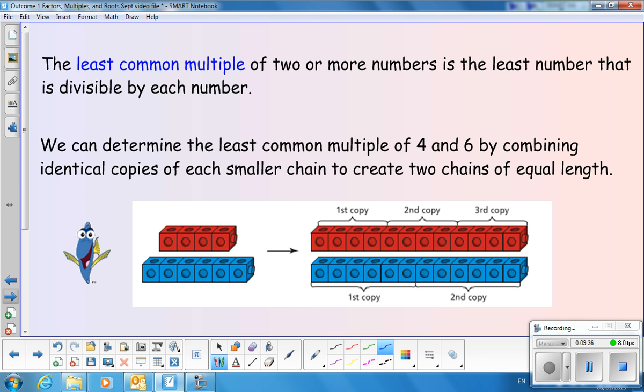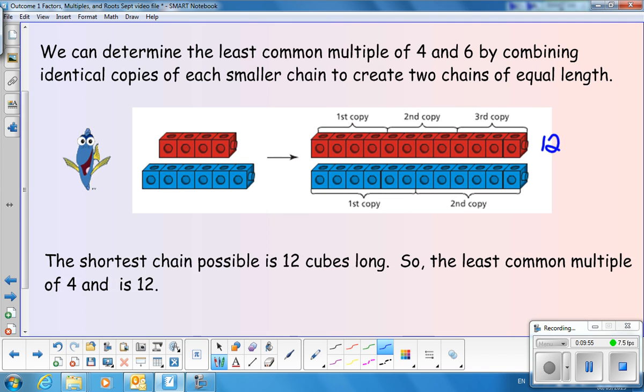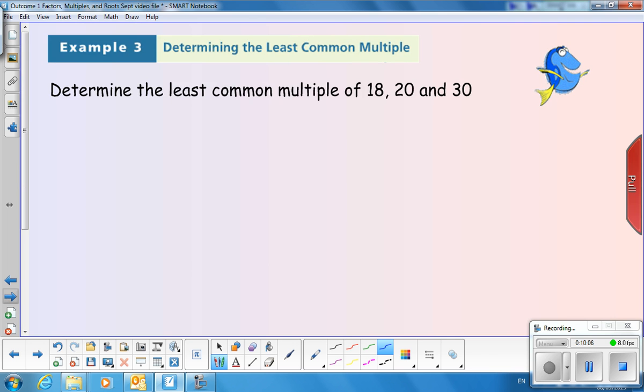If we continue to combine those, we can find that it will take 1, 2, 3, 4, 5, 6, 7, 8, 9, 10, 11, 12 blocks to make identical chains. The shortest chain possible is 12 cubes long. So the lowest common multiple of 4 and 6 is 12. Determine the least common multiple of 18, 20, and 30.